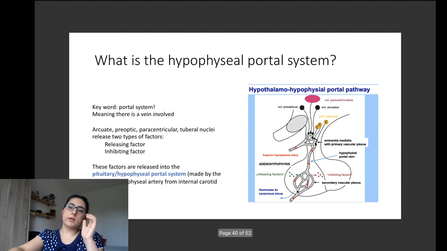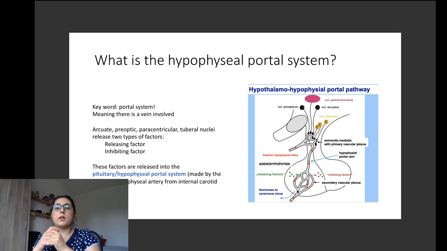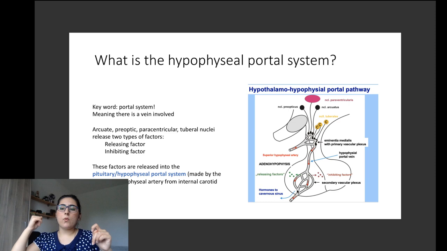Whereas in the portal system, it's going to have releasing factor going to the adenohypophysis, and the adenohypophysis itself will produce the hormone. So, key difference. Adenohypophysis actually makes the hormone that goes to the cavernous sinus, internal jugular vein, and the systemic circulation. Whereas the neurohypophysis does not make the hormone it releases. The hormone is made in the nucleus.